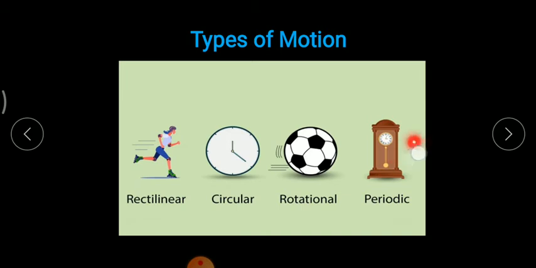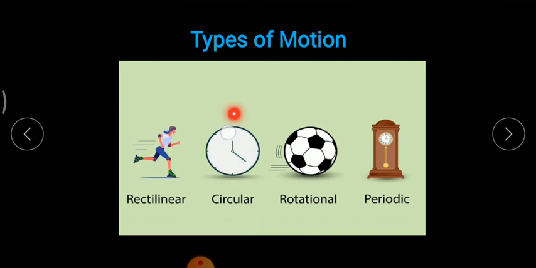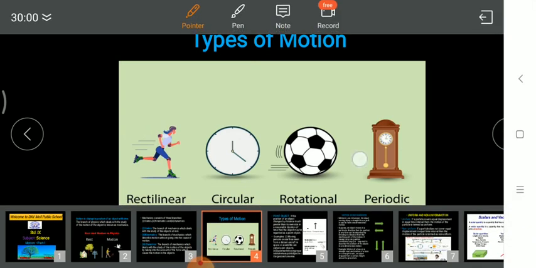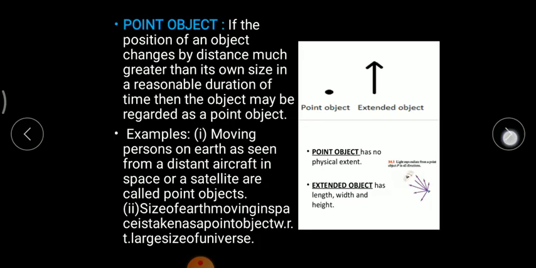The example of periodic motion is a simple pendulum. An example of rotational motion is this football which is rotating about its own axis. You can even relate the motion of the earth, which is again an example of rotational motion. This is the circular motion. An athlete running in a straight path is rectilinear motion. So these are certain types of motion. Again, there are many different types of motion.